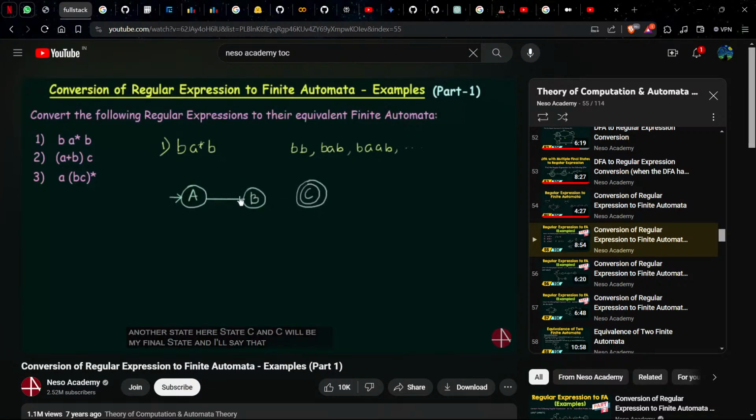And I'll say that this starting state a goes to b when it gets the input small b. Alright, and then this b will go to the next state, that is state c, when it gets the next input b. Alright, so we have made for this b and this b. Now what about this a? How shall we make for this a? I will make a self loop to this b itself when it gets the input small a.